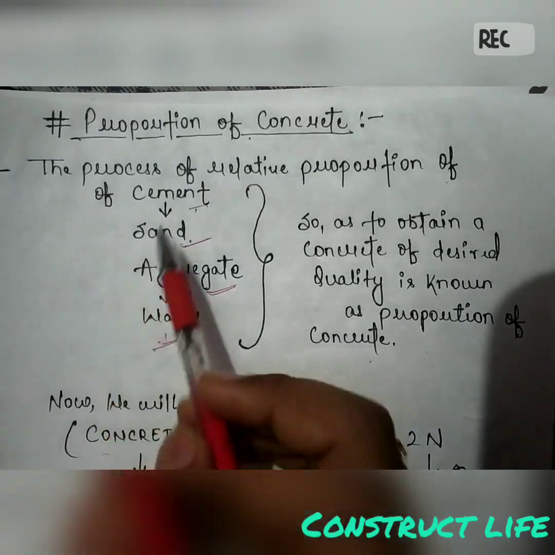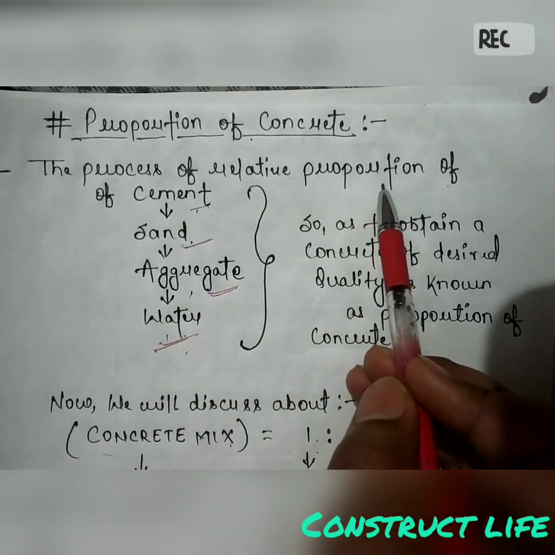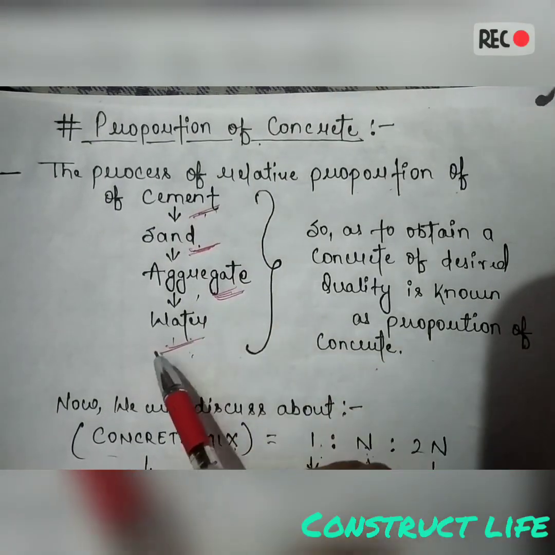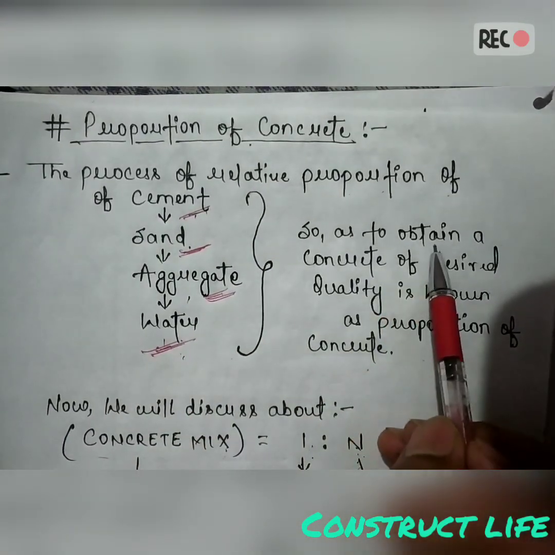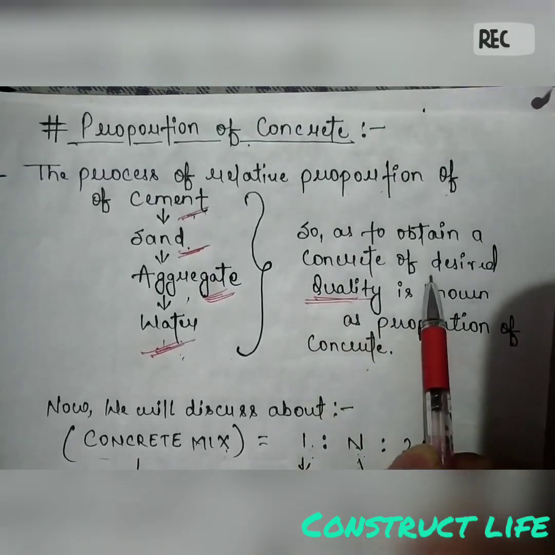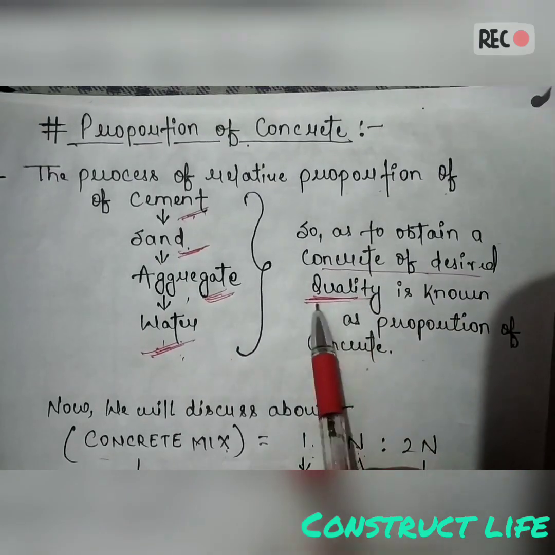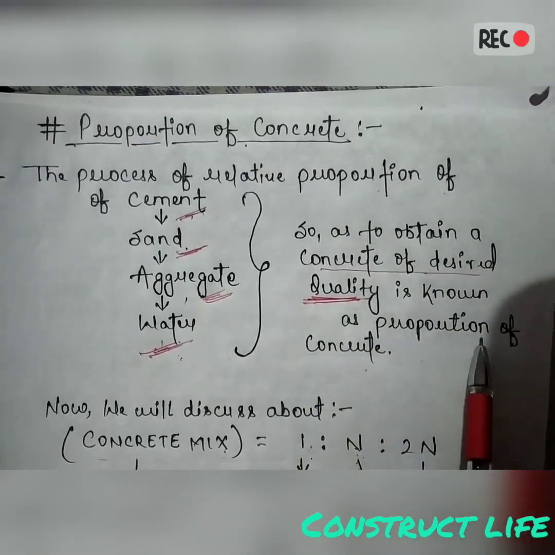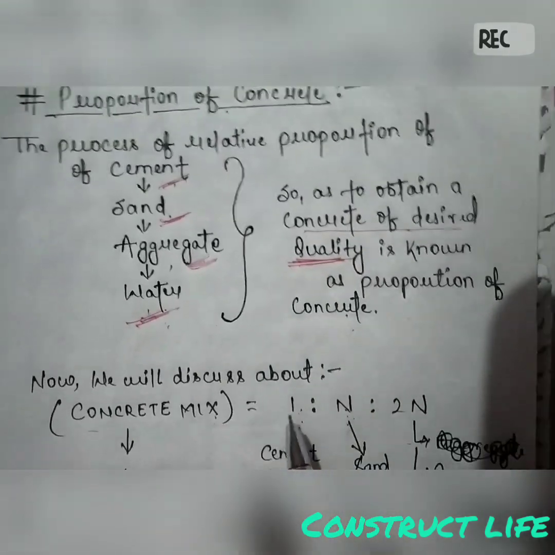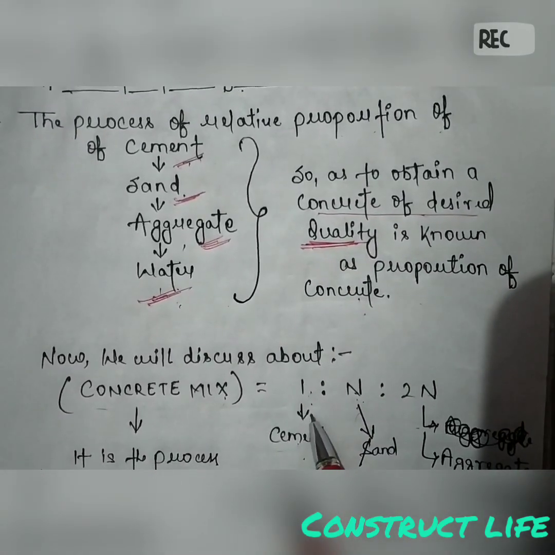Let's start. The process of relative proportion of cement, sand, aggregate and water so as to obtain a concrete of desired quality. I repeat, concrete of desired quality is known as proportion of concrete. Okay. Now we will discuss concrete mix design.